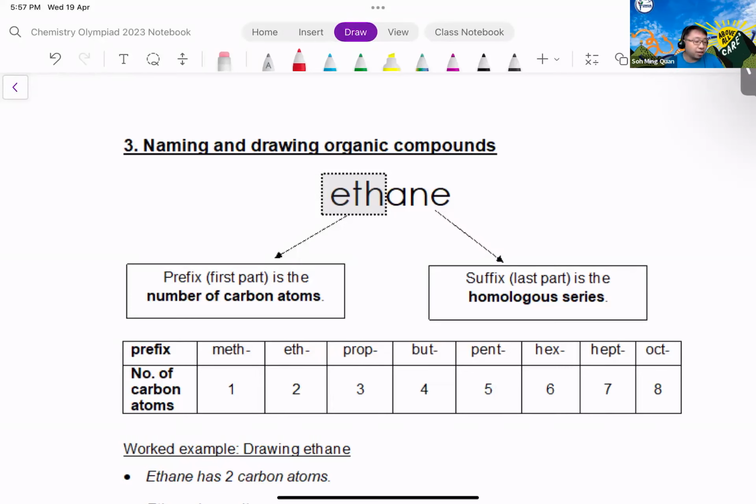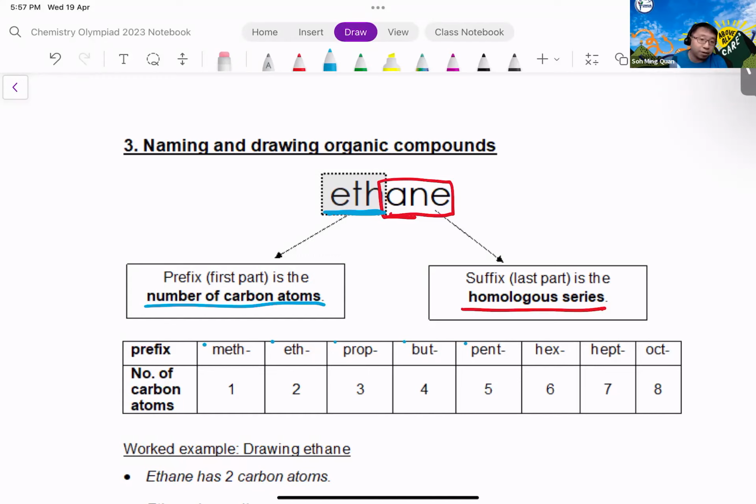Now, as mentioned just now, the suffix tells you what homologous series it belongs to. So in this case, ane, ethane. Ane is alkane. Next, the prefix tells you how many carbon atoms it has. So the prefix is either meth, eth, prop, but, pent, and so on. This corresponds to the number of carbon atoms.